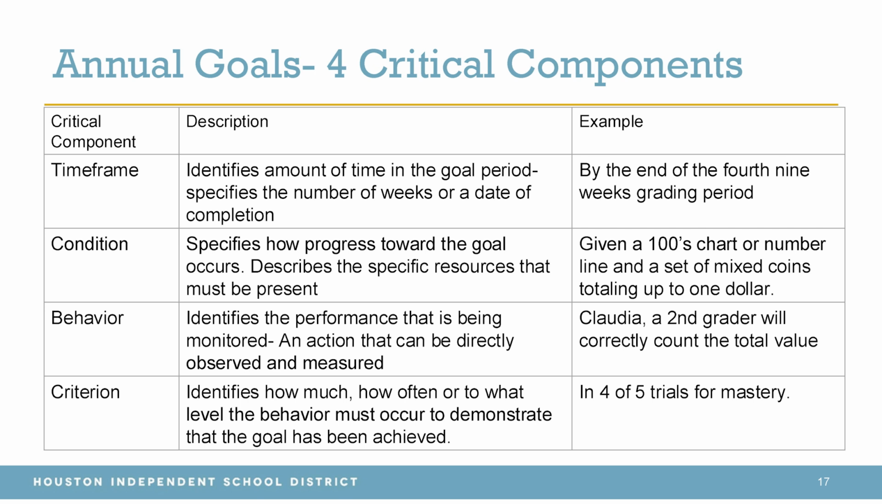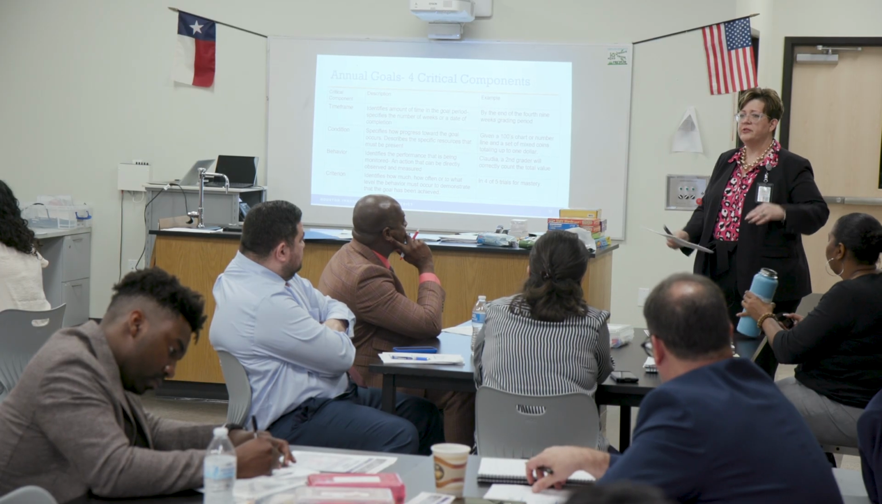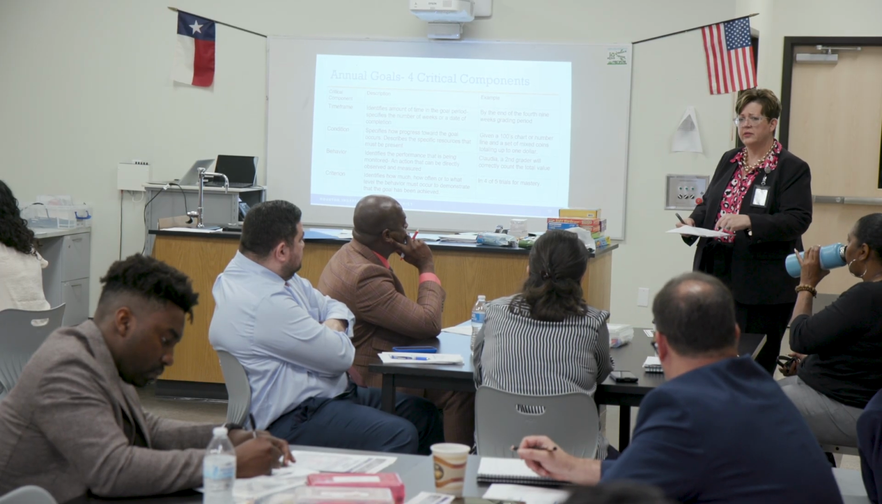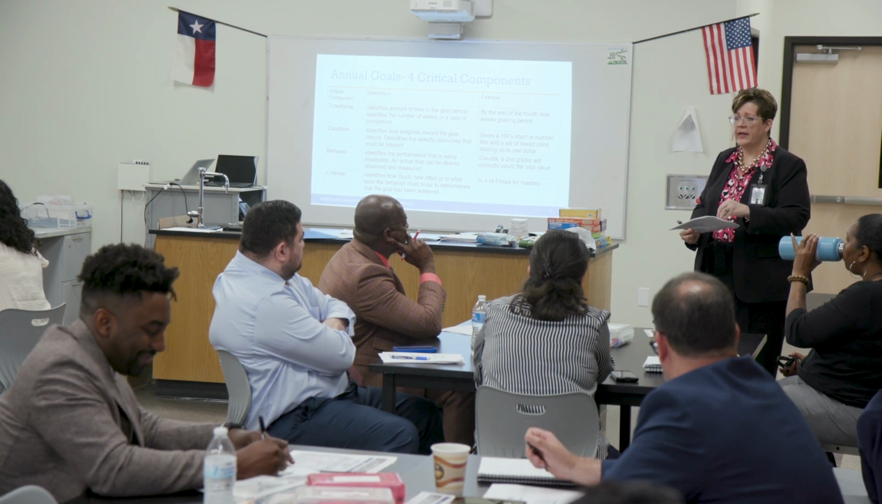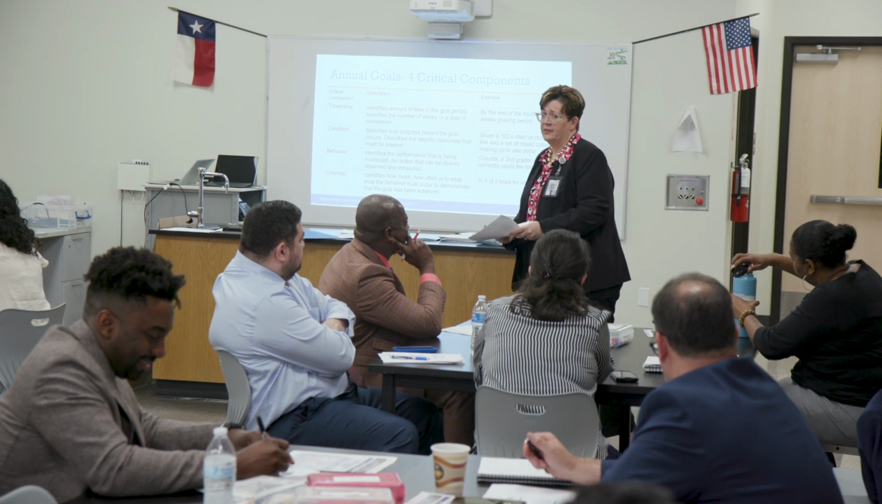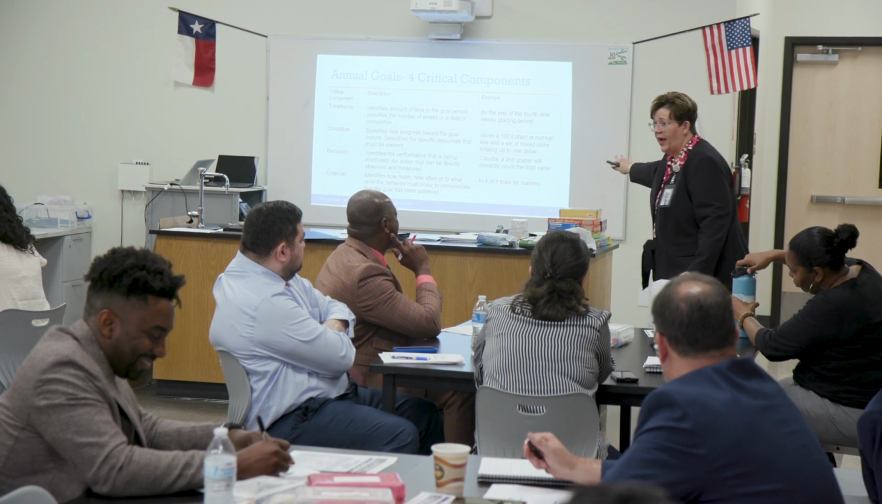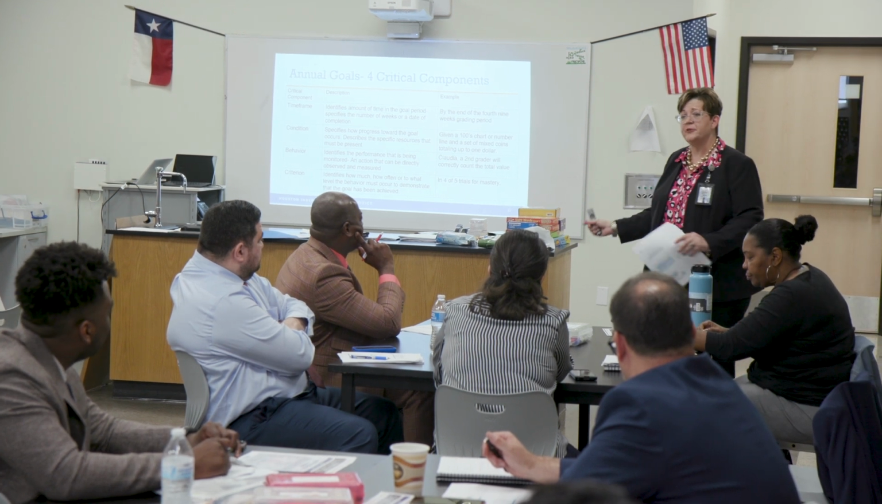4 out of 5 trials, 34%, and the parent is going, could you tell me how you got there? The math ain't mathin', right? So we have to make sure that the math is right. So if there's 5 trials and they've done 1, then we're going to be at 20%.